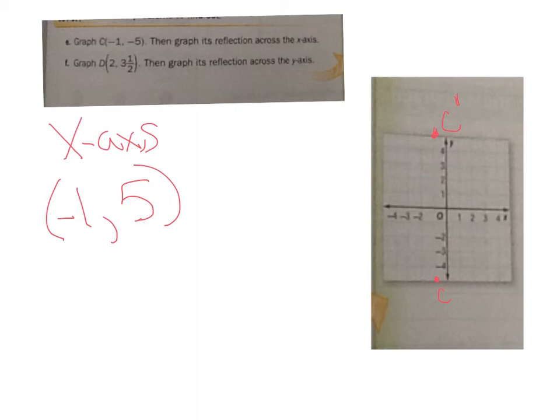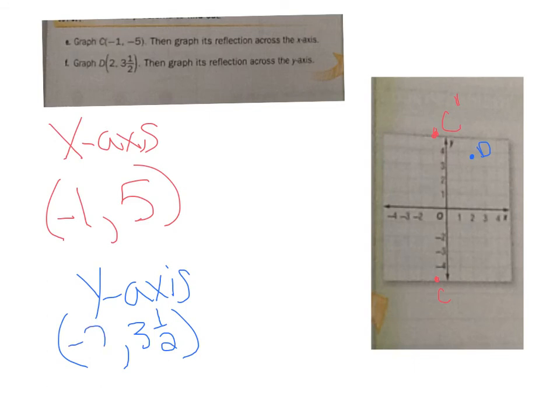Same with D now. D says graph 2 and 3½. So I'm going to go +2 and up 3½, which is roughly right there for D. Graph its reflection across the y-axis. Well, it's just going to be the opposite now. My y is going to stay the same, and my x is going to go opposite. So my reflection across the y-axis would put me at -2, +3½, and that's my other D.